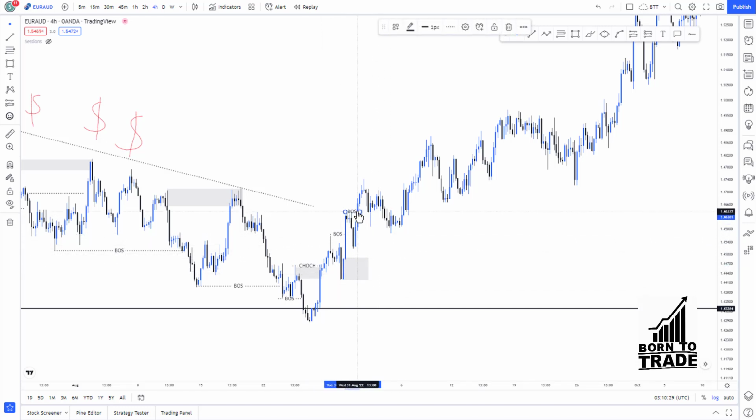Moving higher, you see the order flow, price breaks higher again. What do we see? A demand zone, price mitigates, and what can we see again?